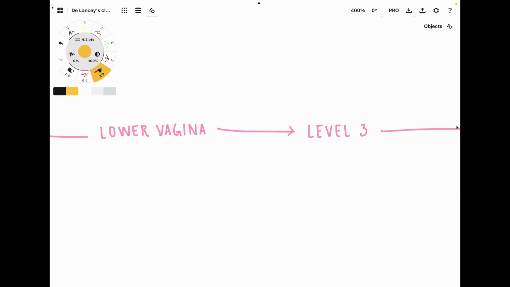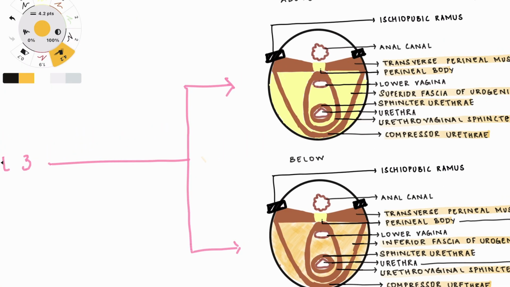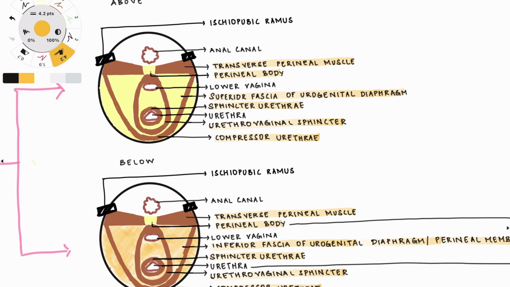The lower part of vagina is labeled as level 3 in de Lance's classification. The structures which form the supports in level 3 are the urogenital diaphragm and the perineal body. Urogenital diaphragm consists of muscular components and fascial components. In the fascial components, there are two fascias. In order to explain these two fascias clearly, I have divided the lower part of vagina into a layer which is present above and the layer which is present below.